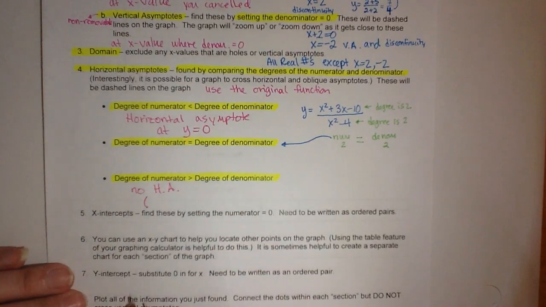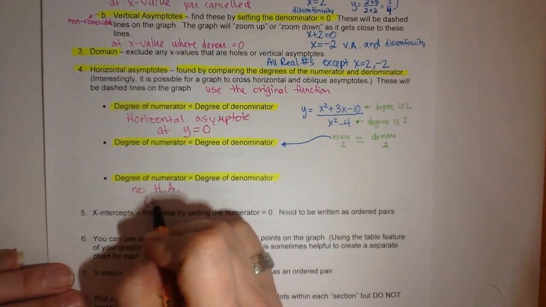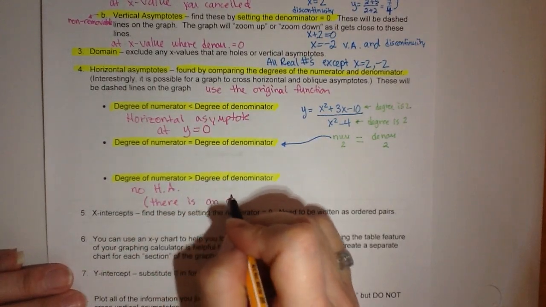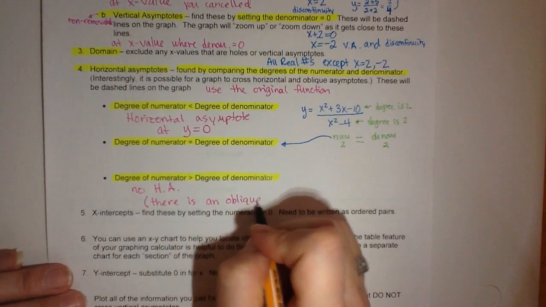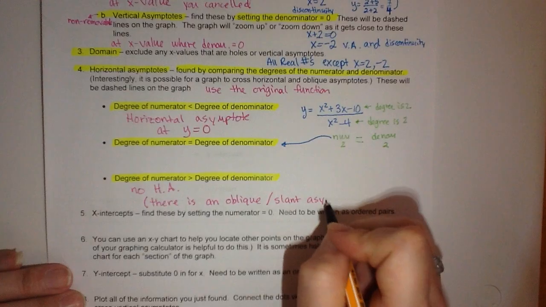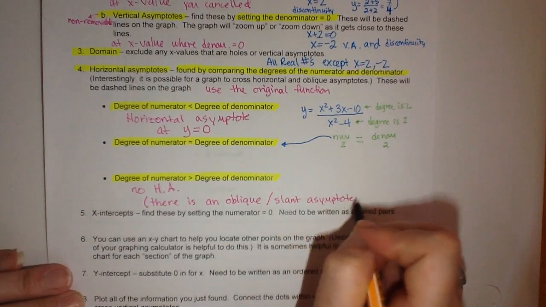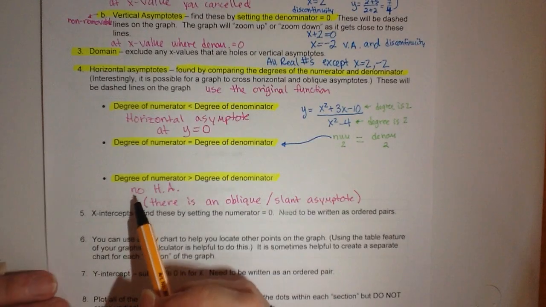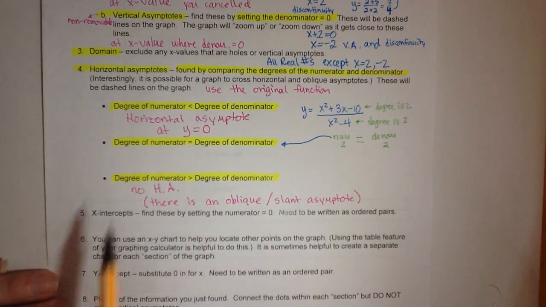What actually happens there is that you will have something called an oblique, or sometimes called a slant asymptote. Now, we don't worry about those in Algebra 2, but in your next math class you will probably learn how to find the equations for those asymptotes. For now, just know that there's no horizontal asymptote.